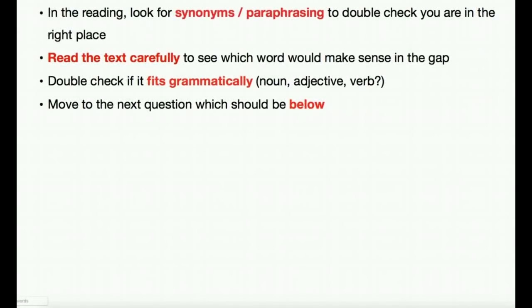So the next thing you need to do then is read the text very carefully to see which word you think would make sense in the gap. So that's why you have to understand the meaning of the sentences and why, again, vocabulary is so important. But you can also double check to see if it fits grammatically. So think about, are you looking for a noun or adjective or a verb? Often you can eliminate certain words if they don't actually fit, because remember, you're not changing word forms when you move them into the summary. Then finally you can move on to the next question, which will follow the one you've just answered.